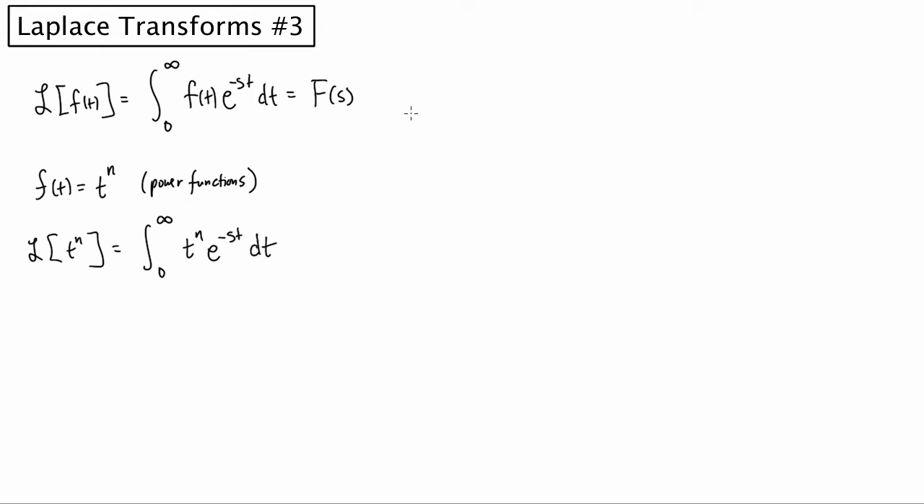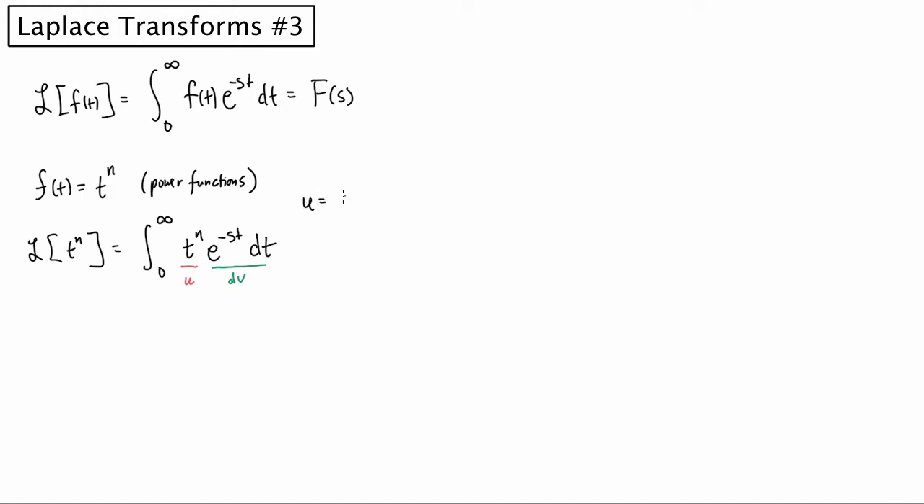And immediately we see that we're going to have to do integration by parts. We pretty much have no option here. So remember how integration by parts works. You pick your u, which is going to be t to the n, and we pick a dv, which is going to, in this case, be e to the minus st dt.